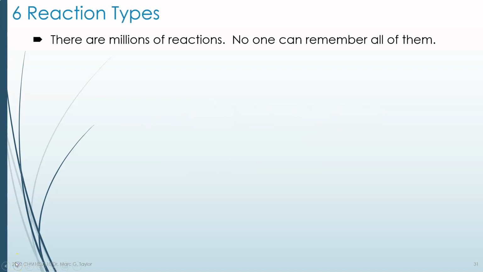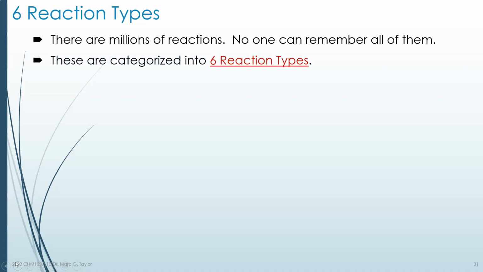So there are 6 main reaction types, but if you look at all the chemical reactions out there, there are literally millions of different chemical reactions, and nobody can remember all of them. So chemists have categorized these into 6 main categories of reaction types. And nearly all reactions can be fit into one, sometimes two of these reaction types.